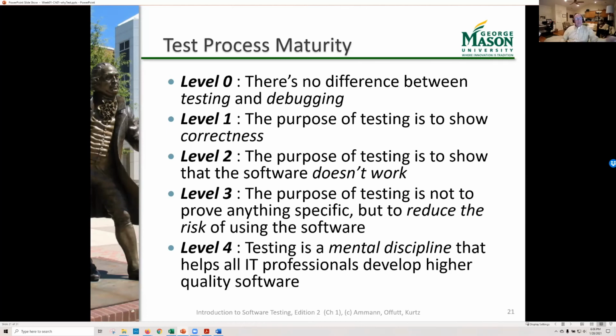Here in level 4, we now have our entire team focused on this objective of risk reduction as the overall team, right? And we're trying to internalize our processes so that we're always doing our testing with an eye on the risk reduction and the overall program quality.